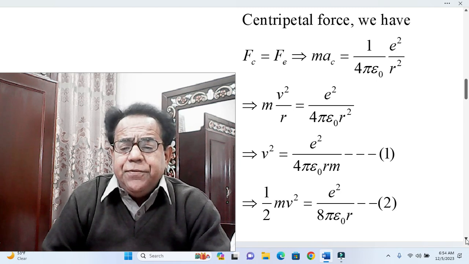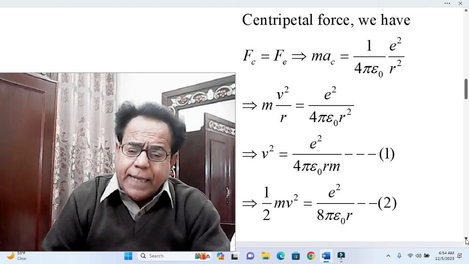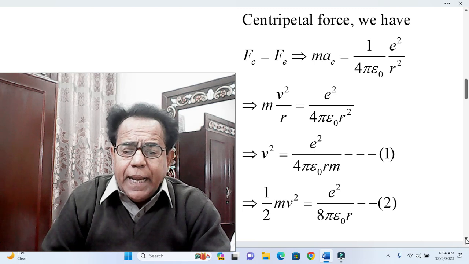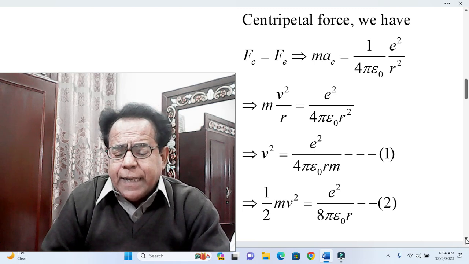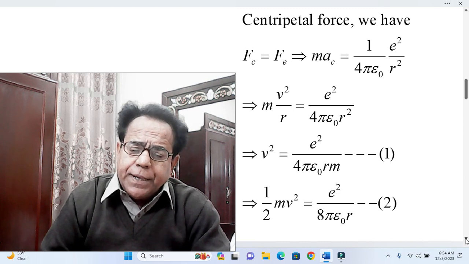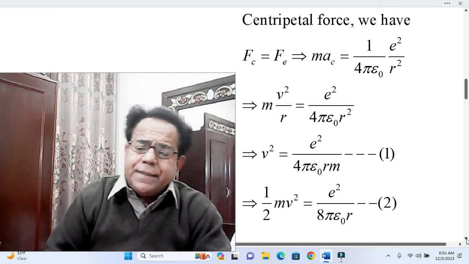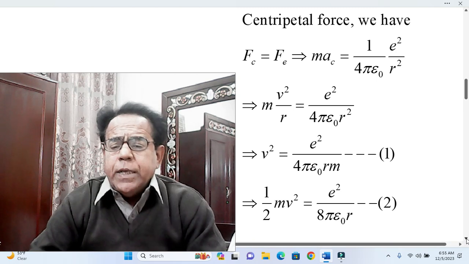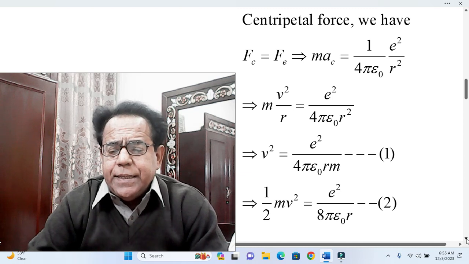From here, if we keep v squared on one side, then m will be divided on the other side. That is to say, m will be shifted to the denominator while r will be shifted to the numerator, and one r will be cancelled from r squared, so one r will remain in the denominator.